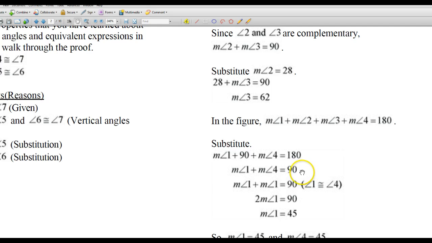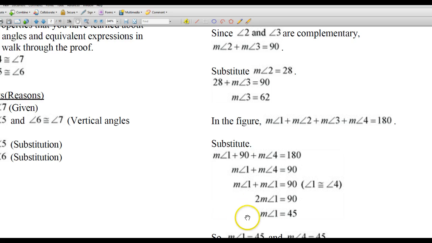Also, we know that 1 and 4 are congruent, so the measure of angle 1 plus the measure of angle 1 is equal to 90 because I substituted in angle 1 in place of angle 4. And this illustrates the congruent complements theorem. If two angles are complementary with the same angle, then they will be congruent. So from here we would just simplify. Measure of angle 1 plus measure of angle 1 is 2 times the measure of angle 1. And then divide both sides by 2, so the measure of angle 1 is equal to 45.